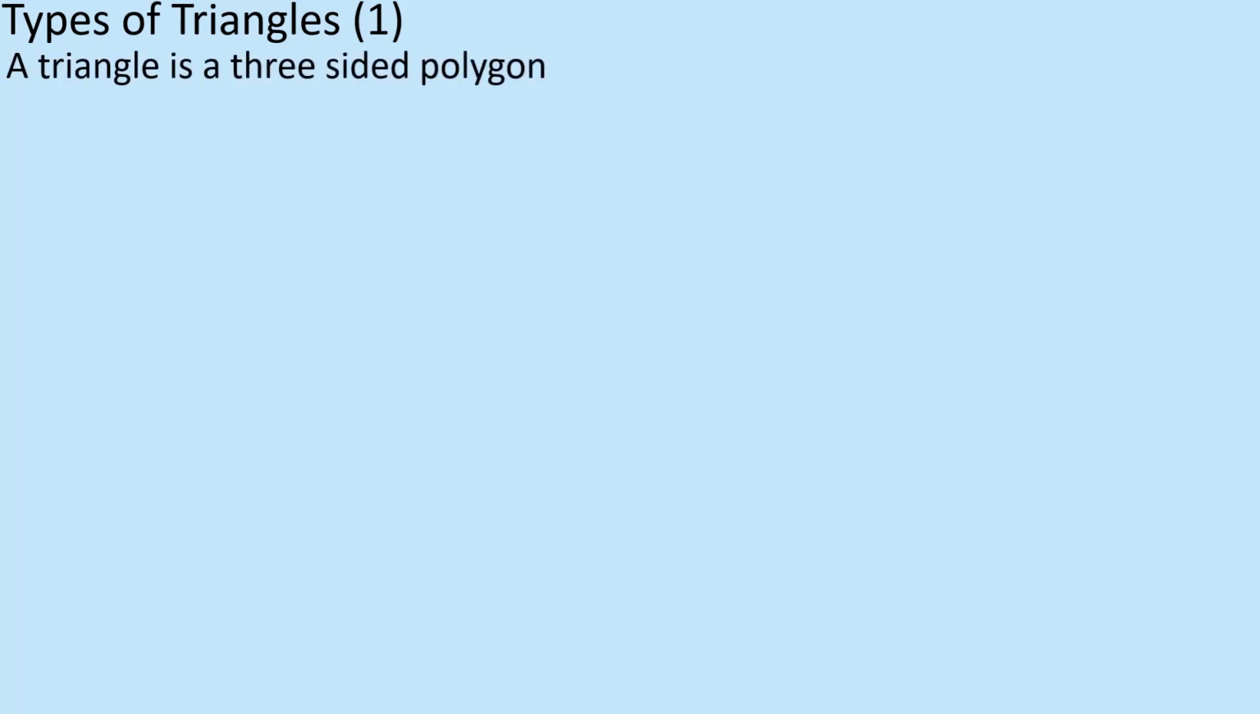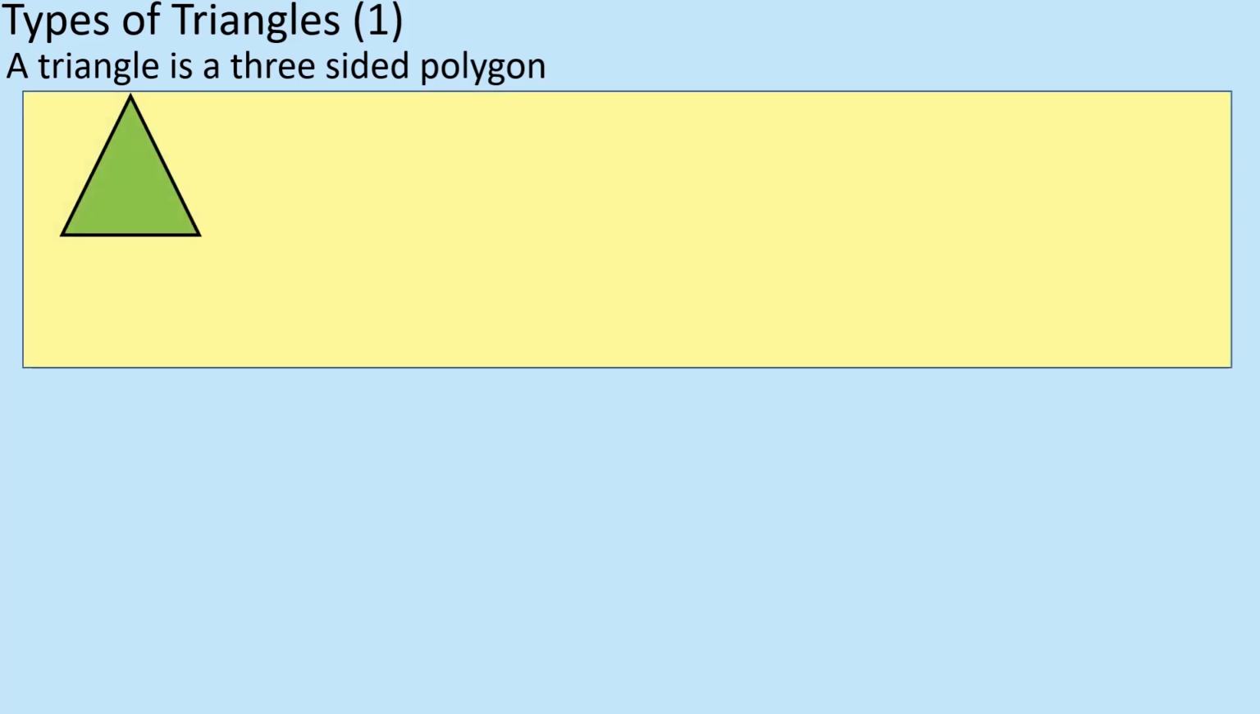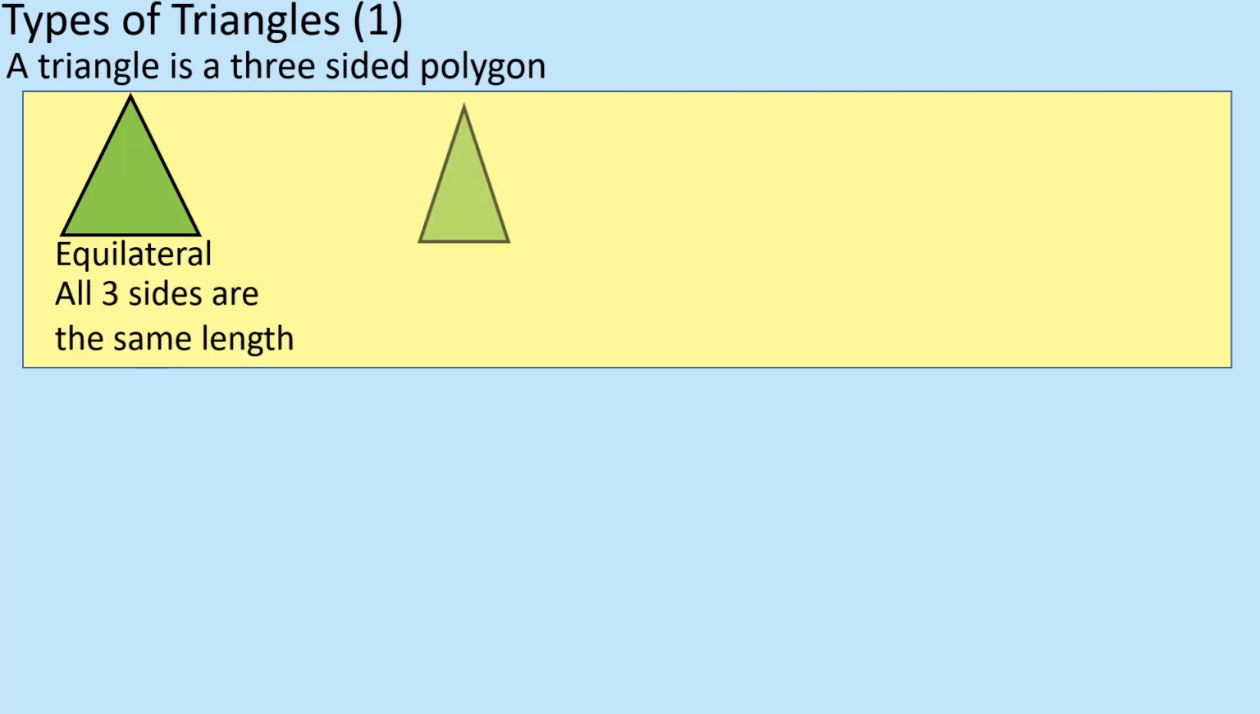First of all, a triangle is a three-sided polygon. Obviously three sides, and obviously they need to be straight. If all the sides are the same length, then they are equilateral. So all three sides are the same length, it's an equilateral.